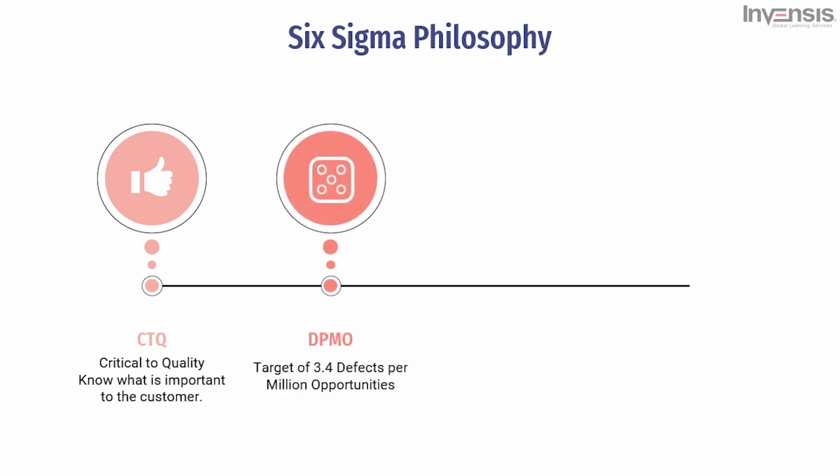There is a target of 3.4 defects per million opportunities. When you are implementing Six Sigma, a Six Sigma process would have 3.4 defects in 1 million opportunities.